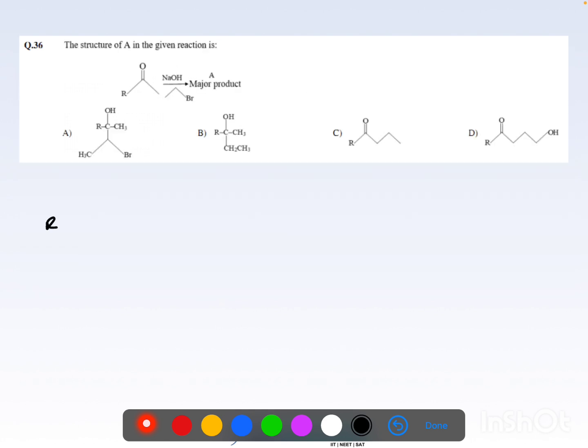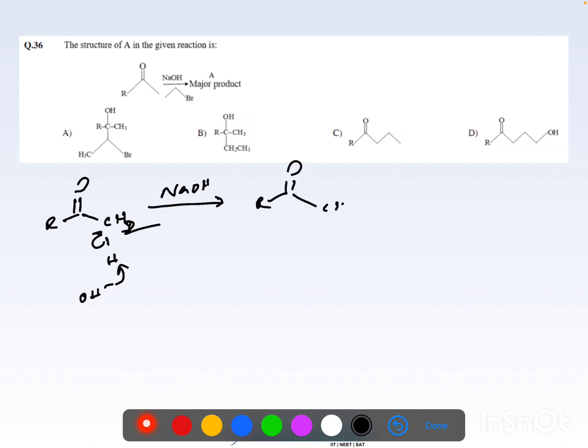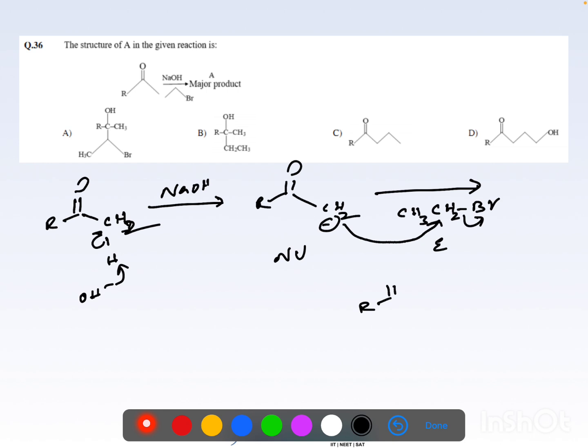So here you have a carbonyl compound. This is CH3, and it is treated with NaOH. So NaOH will abstract the alpha proton, and it will give rise to an RC double bond O CH2 minus carbanion. It is a nucleophile. It will further react with CH3 CH2 Br. So this is the nucleophile and this is the electrophile. Again a nucleophilic attack. So finally you will get RC double bond O CH2 CH2 CH3. So the answer will be C.